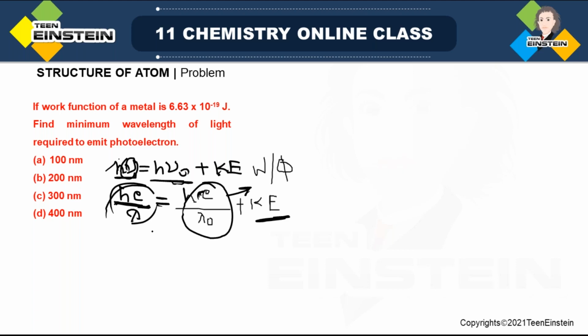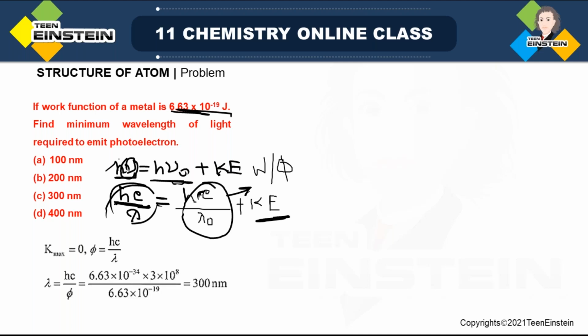Now if hc by lambda equals phi, and here the value of phi is given, which is 6.63 into 10 to the power minus 19. So according to this equation, the kinetic energy, you can also call it maximum kinetic energy, both are fine, is 0, as all the energy that we are providing is completely utilized for the ejection of the electron. And phi will be equal to hc by lambda. And this value, 6.63 into 10 to the power minus 19, is already in the question.